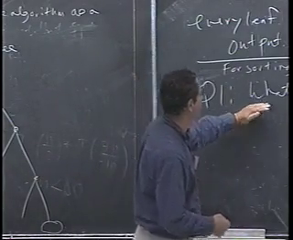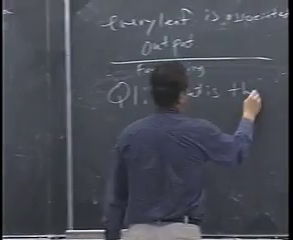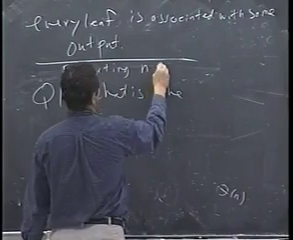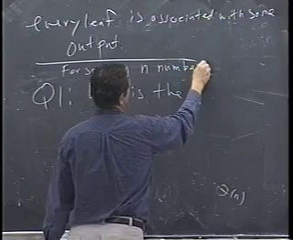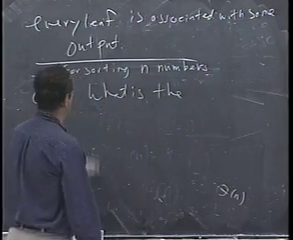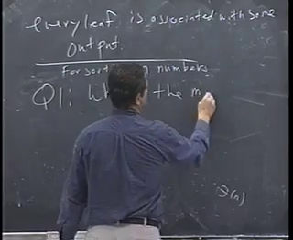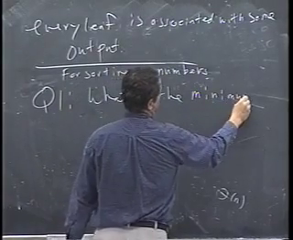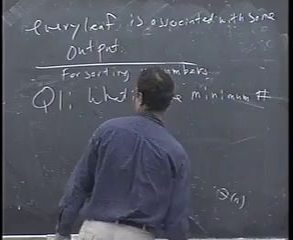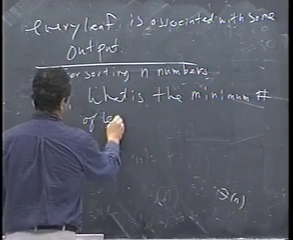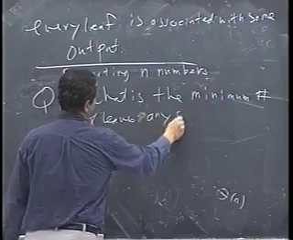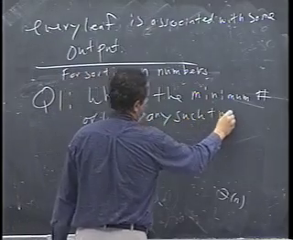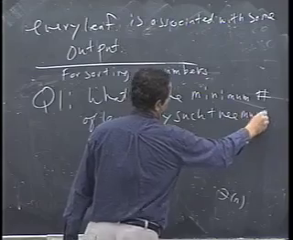Okay, so for sorting n numbers, what is the minimum number of leaves any such tree must have?